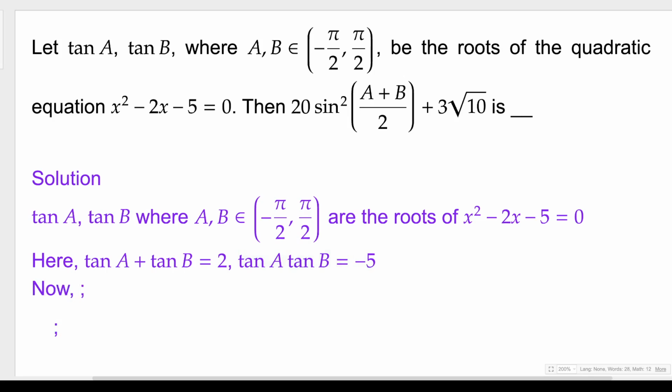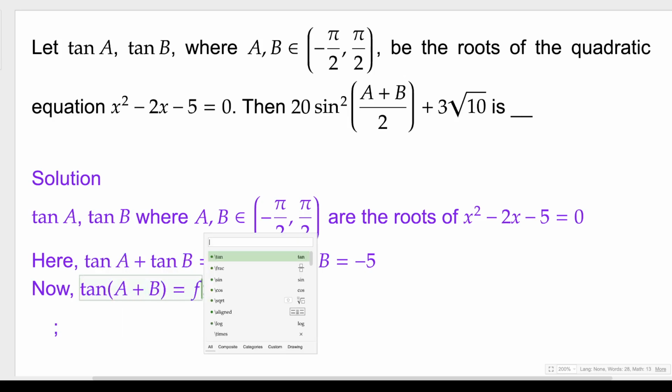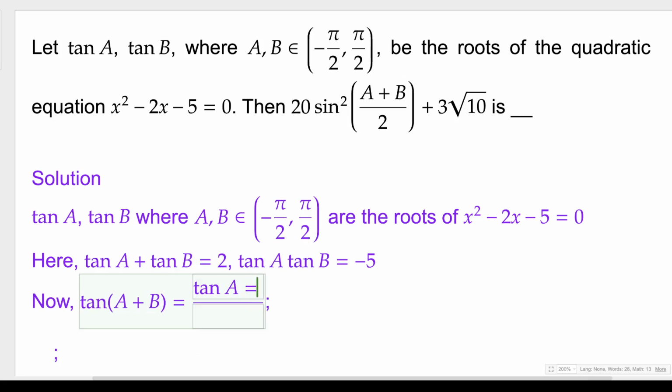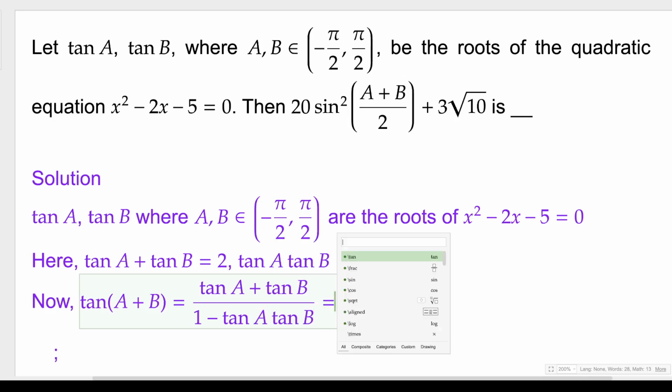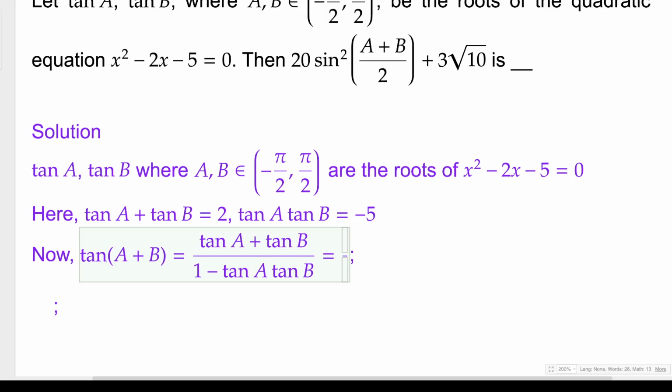Now we'll first compute the value of tan(A plus B), because tan A and tan B are given. I'll use the identity: tan(A plus B) equals tan A plus tan B over 1 minus tan A times tan B. The sum of roots is 2, and the denominator is 1 minus negative 5, which is 6. So this is 2 over 6, which simplifies to 1 over 3.